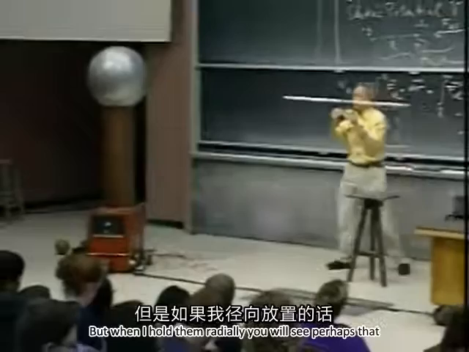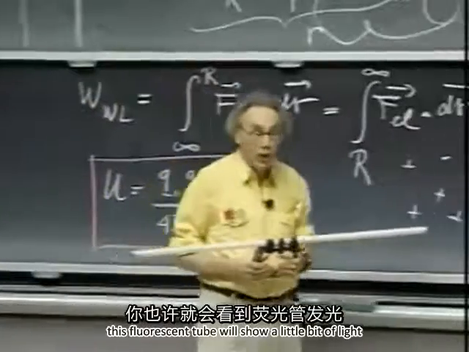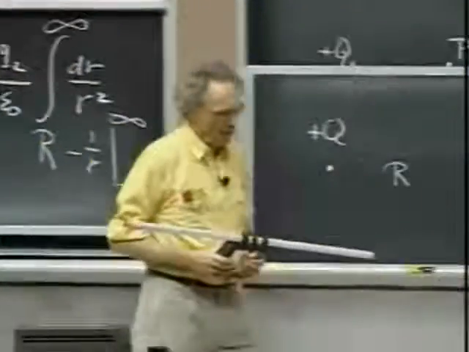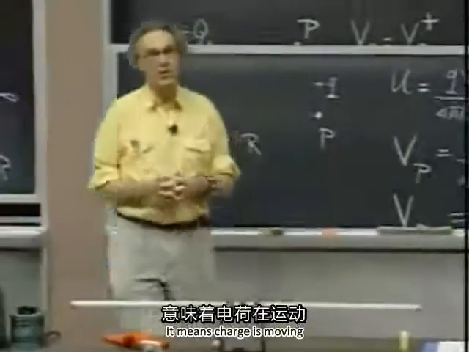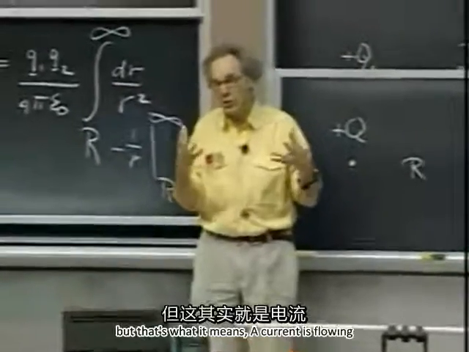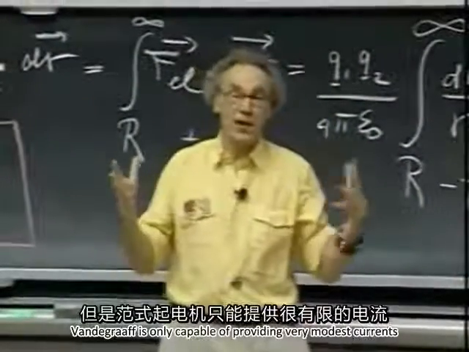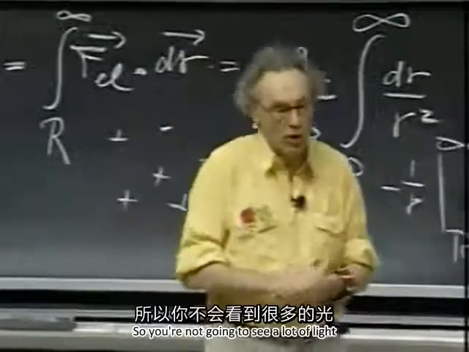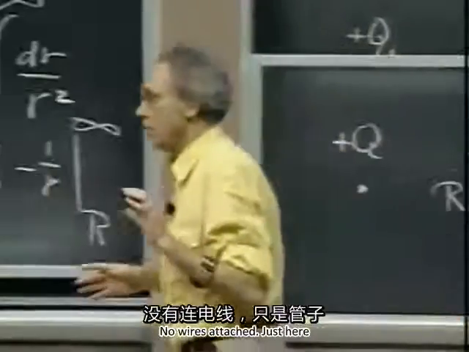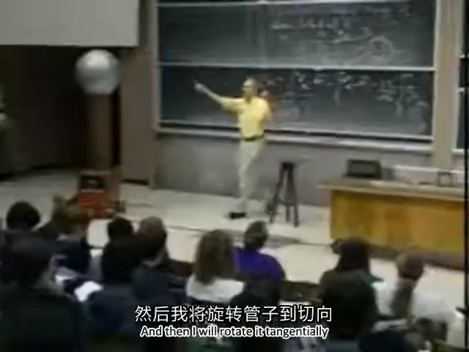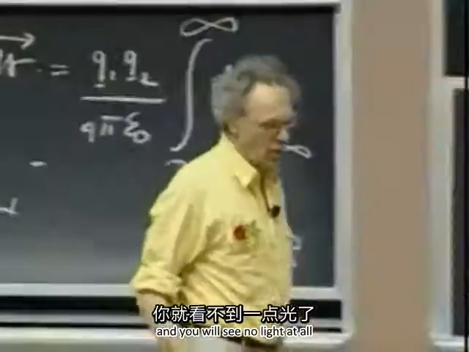But when I hold them radially, you will see, perhaps, that this fluorescent tube will show a little bit of light. Once you see light, it means that electrons are moving through that gas. It means charge is moving. We haven't discussed currents yet, but that's what it means. A current is flowing. And this current has to be delivered by the Van de Graaff. And the Van de Graaff is only capable of providing very modest currents. So you're not going to see a lot of light. But I want to show you that you will see some light, no wires attached, just here, and then I will rotate it tangentially, and you will see no light at all.